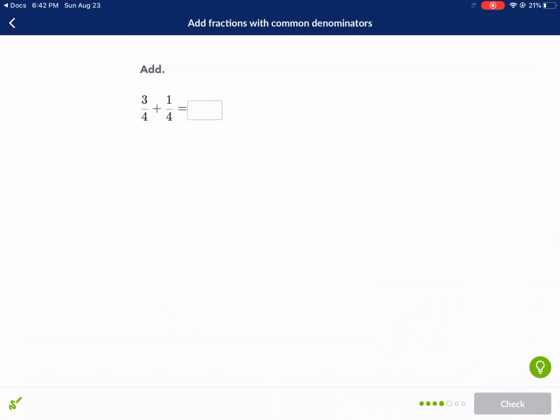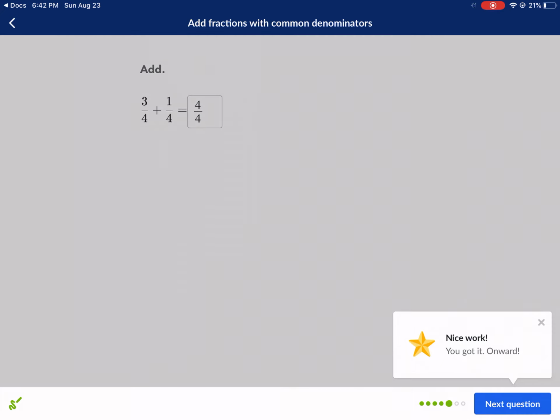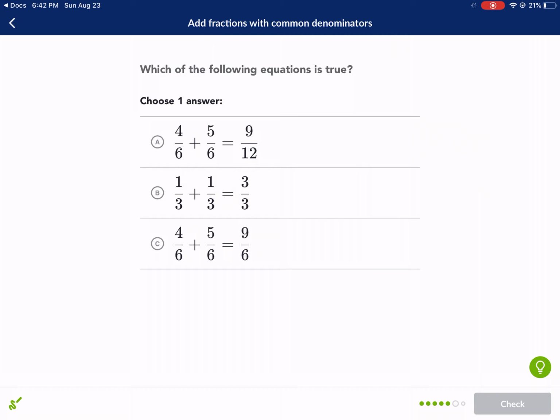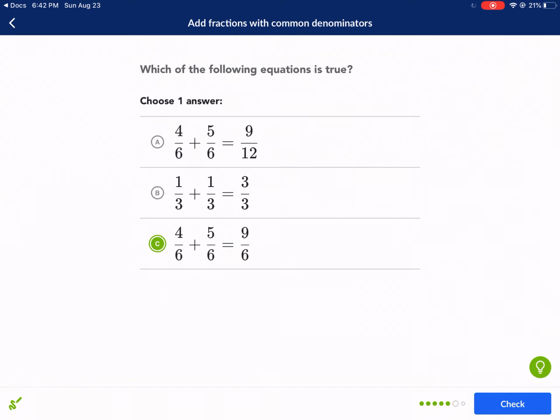This episode is not talking about reducing, so we don't need to worry about that just yet. Here, same thing. We have add the tops. We get 4. The bases stay the same. We get 4. Keep that the same. Now, if you're into reducing, we could call that 1. Which of the following equations is true? There we see that this one, they add the bases together. That's no good. They kept the base the same, but then they added wrong, so it looks like it's the bottom one again.